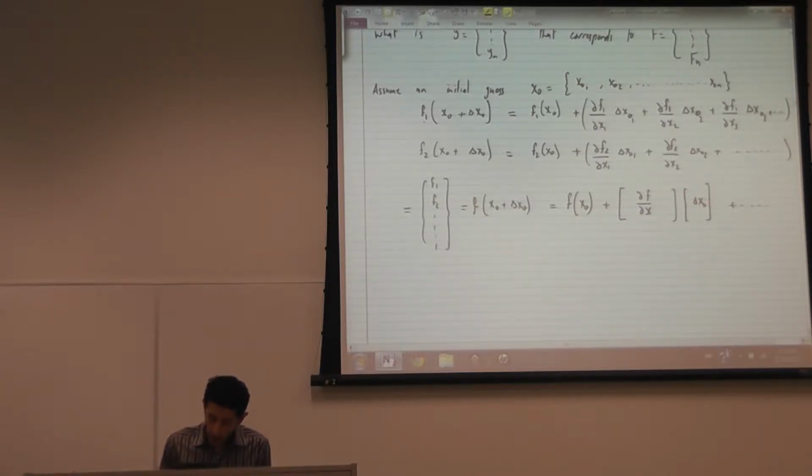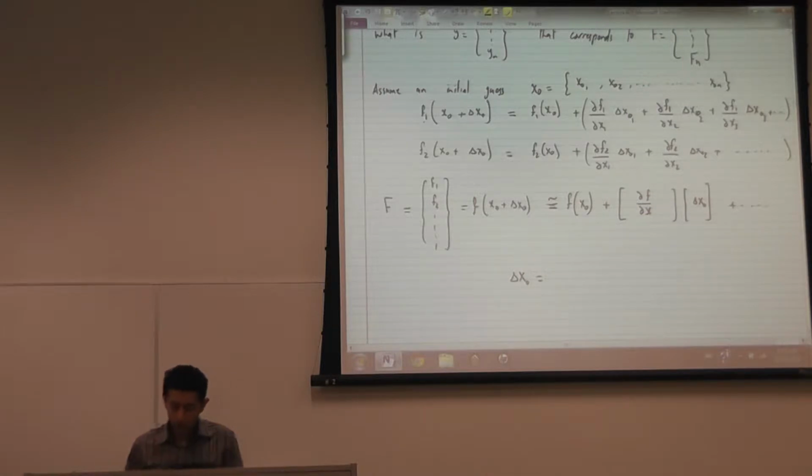And if this is the capital vector F that we're looking for, then the vector delta x naught will be equal to the vector F minus the vector f of x naught, multiplied by partial f by partial x. This is a matrix, power -1, the inverse of that matrix.